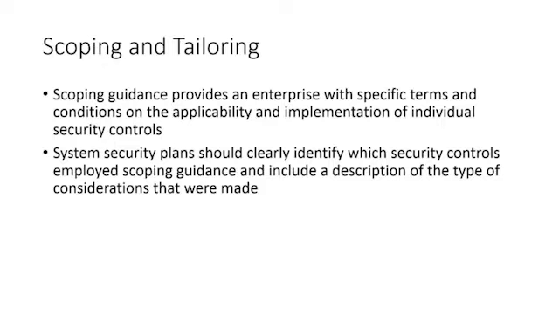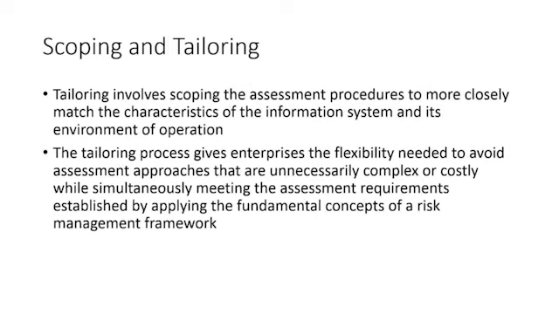Now, scoping guidance provides an enterprise with specific terms and conditions on the applicability and implementation of individual security controls. So system security plans should clearly identify which controls employed scoping guidance and include a description of the type of considerations that were made or that are going to be made. So we have to be able to clearly identify which security controls are going to be employed. That is our scoping.